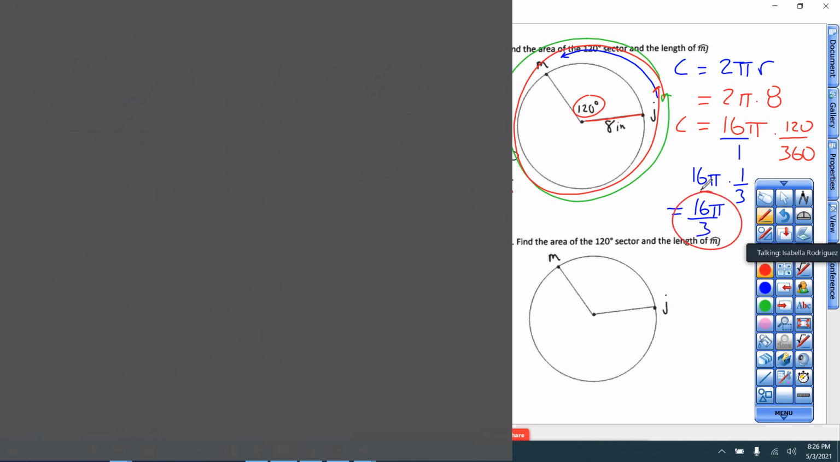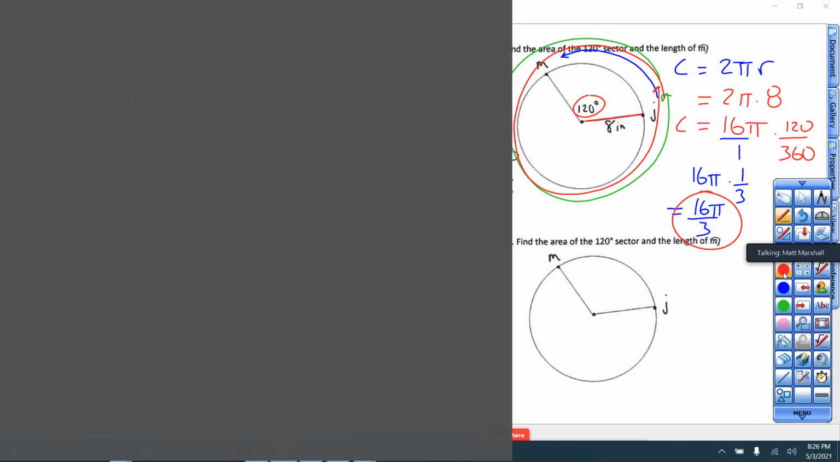I got the answer. I just did a different one. What was your answer? My answer, for the first one, I got 16 pi over 3. You did? What about area? What did you do for area of that? I only did the first thing. I didn't do the area.